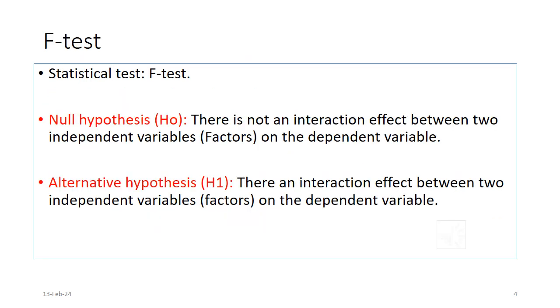To test the results of analysis of variance, the F-test is used, with the null hypothesis that there is no interaction effect between two independent variables, that is factors, on the dependent variable, which is continuous. The alternative hypothesis is that there is an interaction effect between two independent variables on the dependent variable.